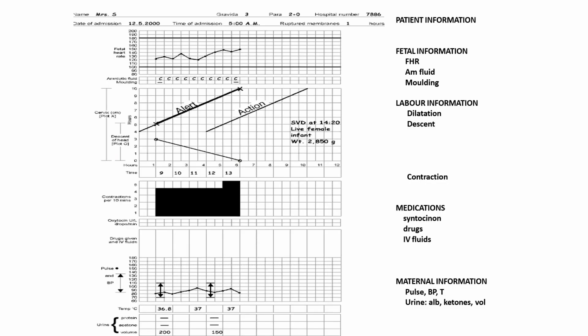Already I have told you that it's a single sheet of paper, and this is that sheet of paper, and it has patient information, fetal information, labor information, and maternal information. In the patient information, you have space for writing the name, gravida, parity, hospital number, date of admission, time of admission, and rupture of membranes, that is how many hours back it has occurred. So these are the basic patient information that you are supposed to write in the partograph.